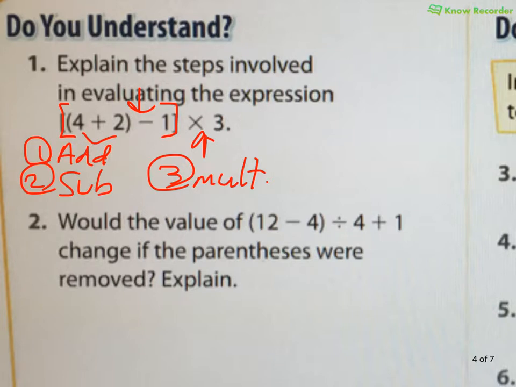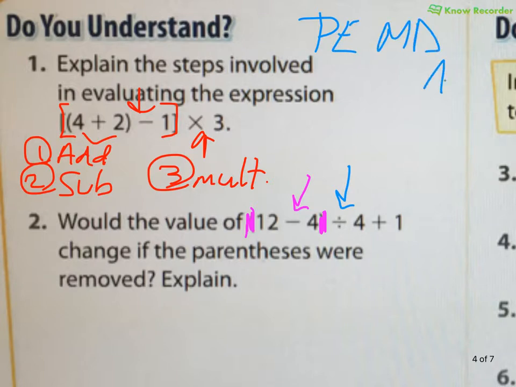Would the value of this expression change if I took away the parentheses? Absolutely. And the reason being is I have to do the parentheses first, which means I'm going to subtract, right? Of course. But if I took these away, and there were no parentheses saying to do it first, before subtraction, you need to divide. Because when I think of the order, division comes before subtraction or addition, right? So, everything would change because my first step would be 4 divided by 4 instead of 12 minus 4.